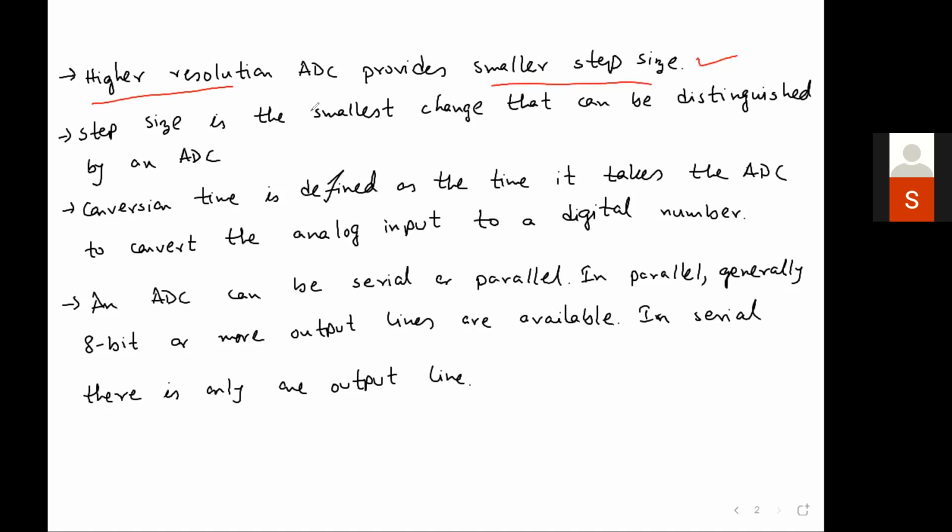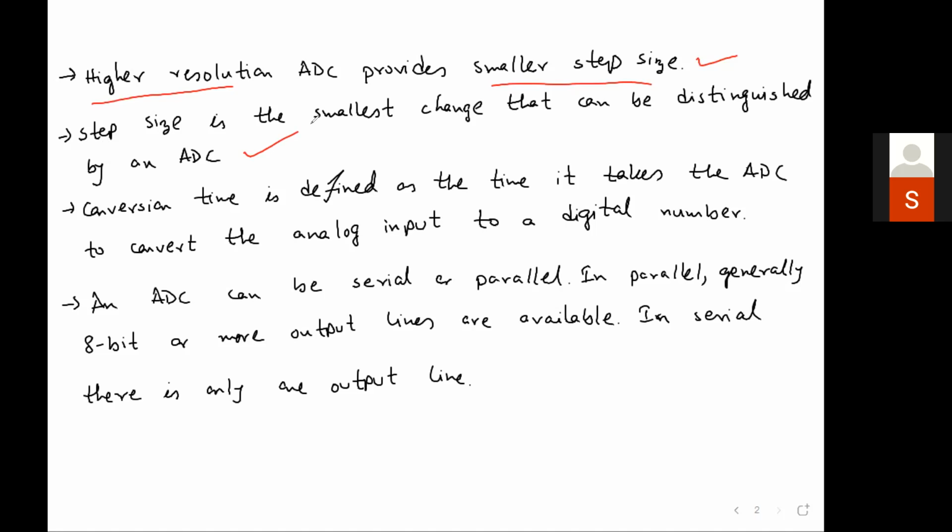So finally, we see that step size is the smallest change that can be distinguished by an ADC. That means the smaller the change or the smaller the step size, the better is our ADC. So in order to get a smaller step size, what do we need? We need higher resolution. So how can we get higher resolution? By increasing the number of n bits in resolution.